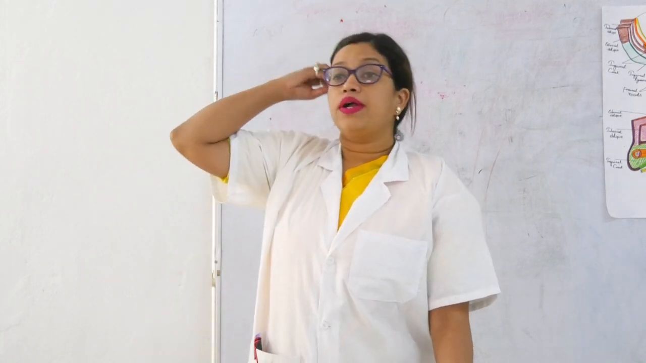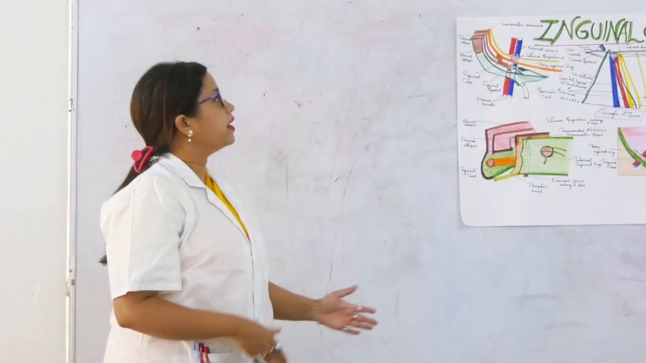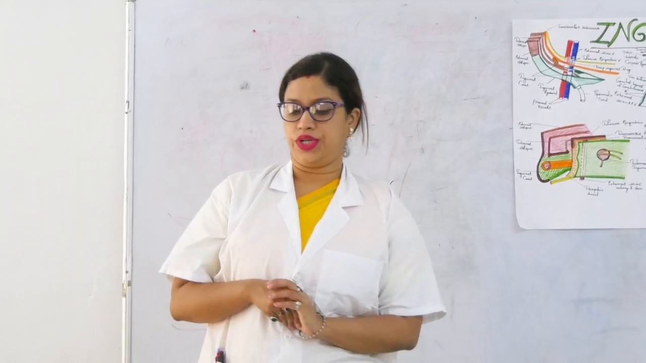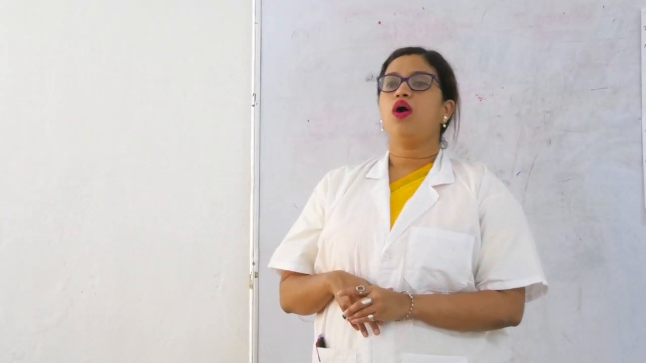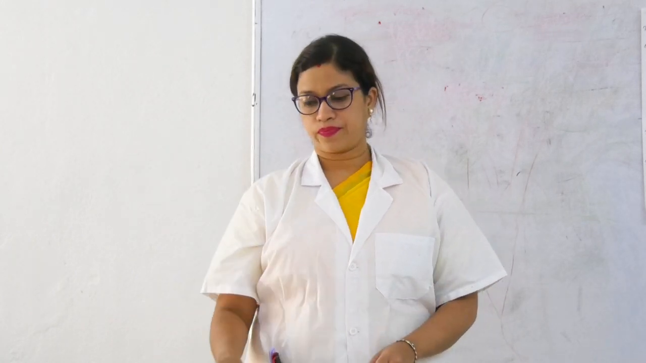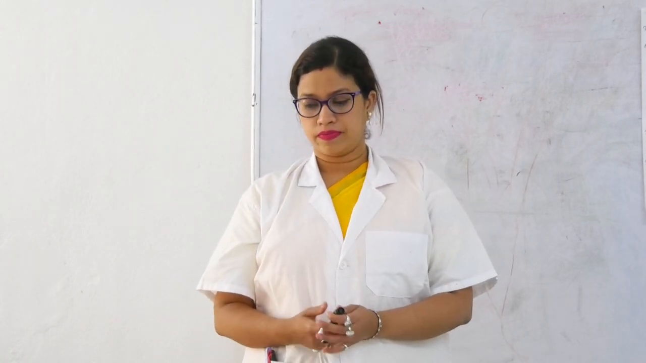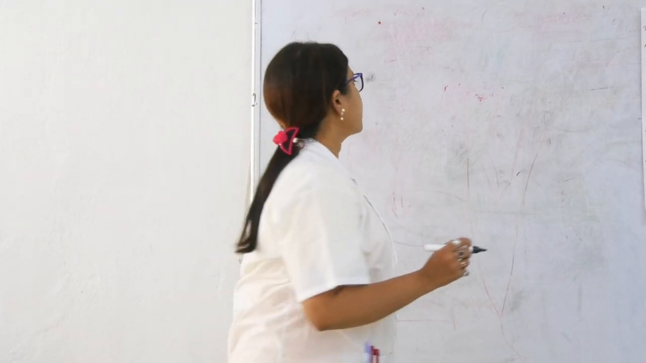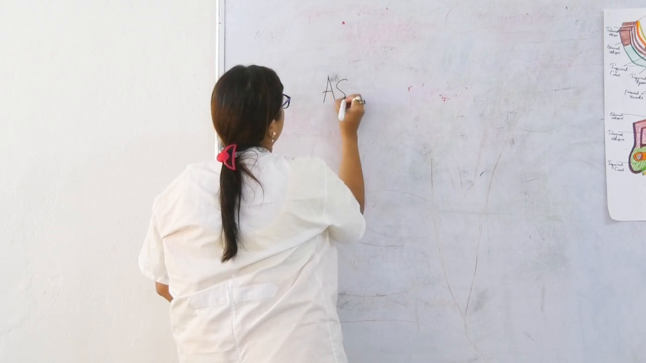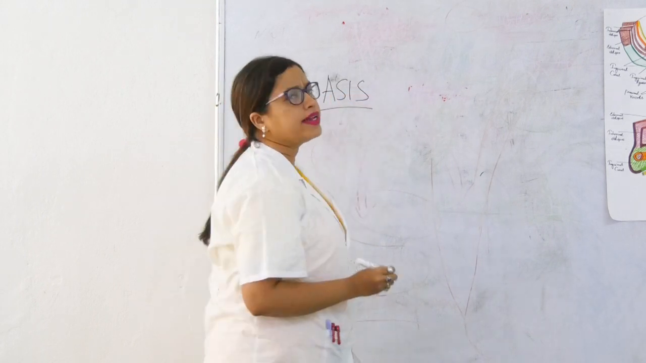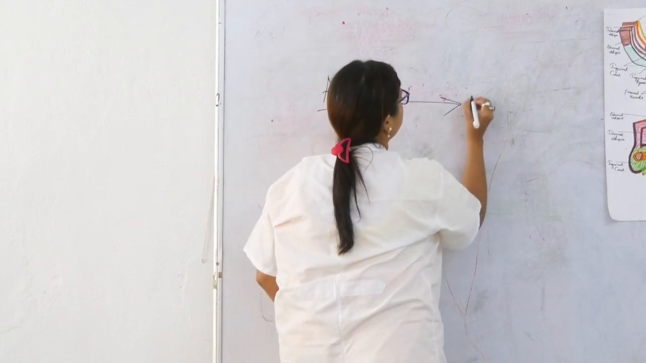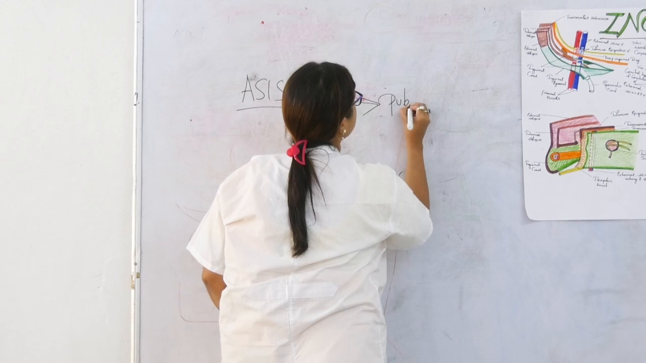Okay, so today our topic is about the inguinal canal. So we have to know, at first write it down, what is the extension. So extension of inguinal canal is very important. It extends from ASIS, that is anterior superior iliac spine, to pubic tubercle, not pubic symphysis.